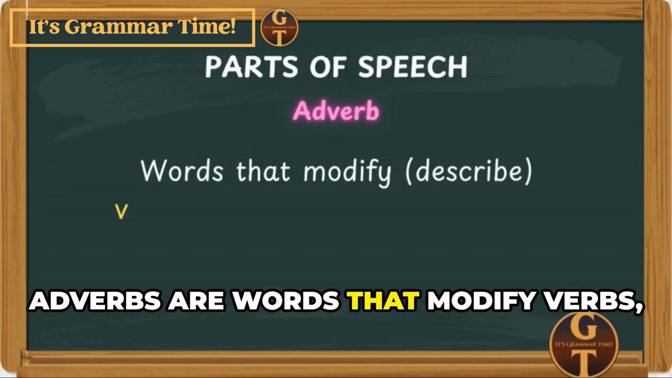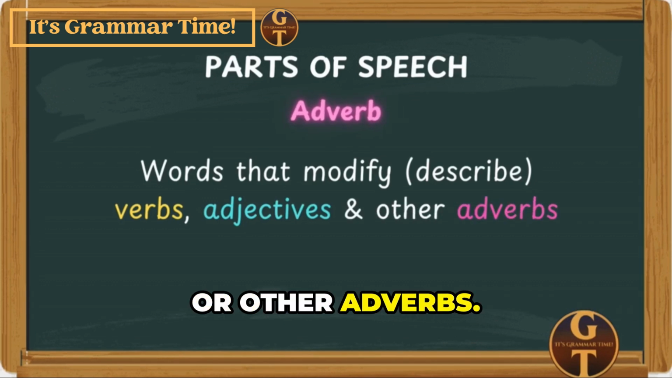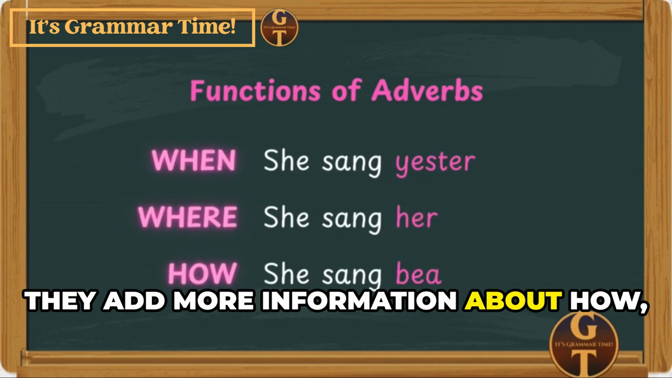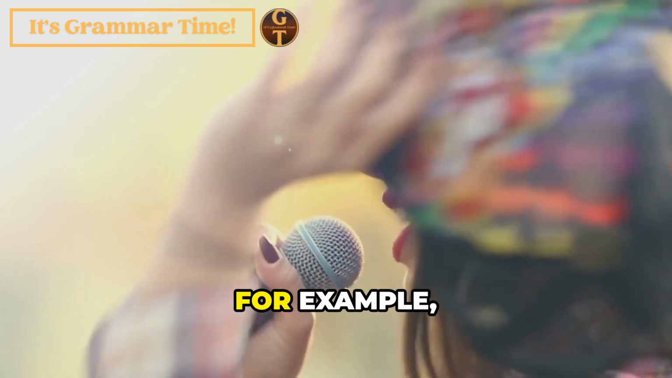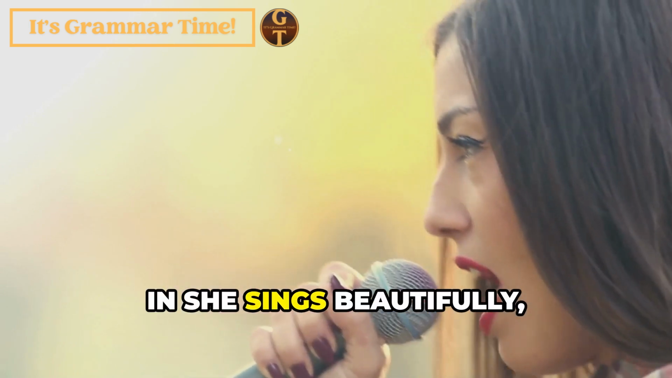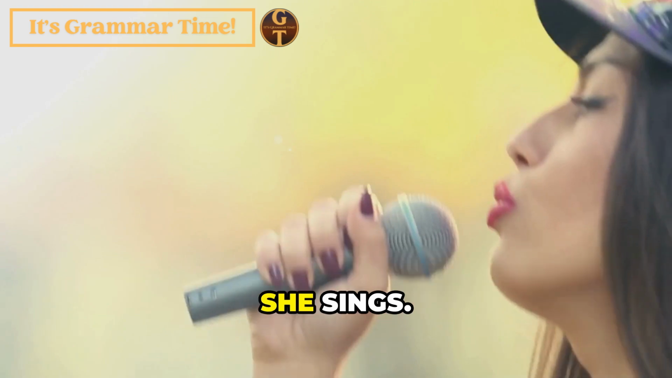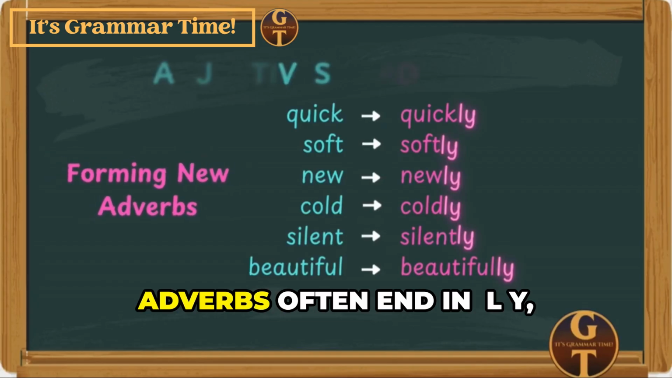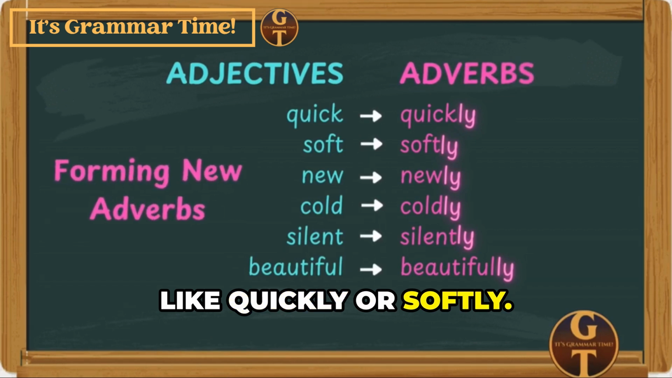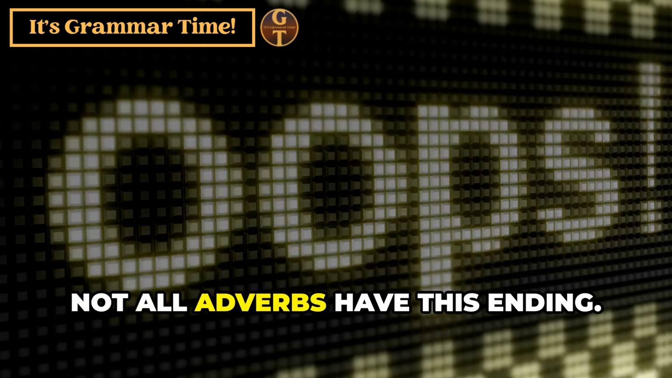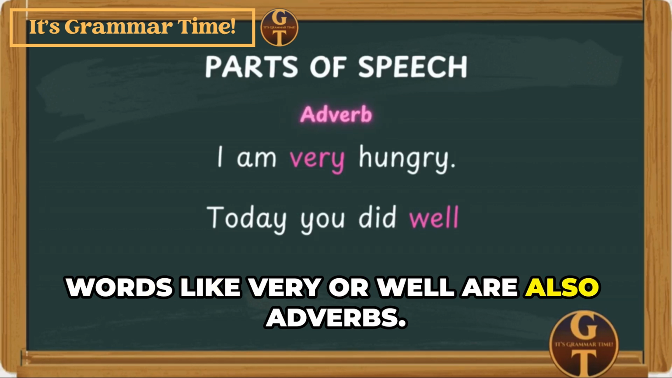Adverbs are words that modify verbs, adjectives, or other adverbs. They add more information about how, when, or where something happens. For example, in she sings beautifully, beautifully is an adverb describing how she sings. Adverbs often end in ly, like quickly or softly. However, not all adverbs have this ending. Words like very or well are also adverbs.